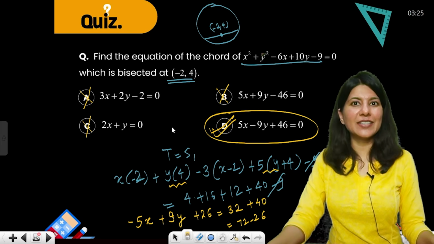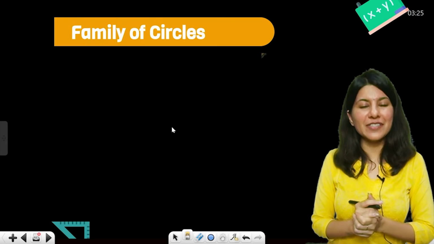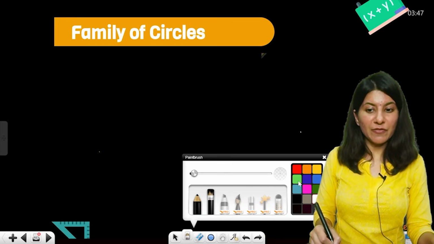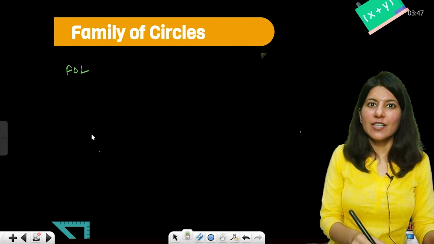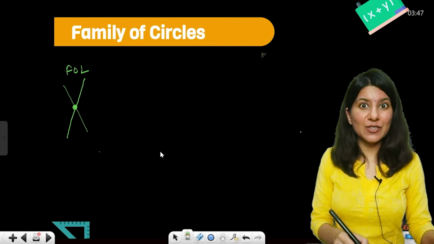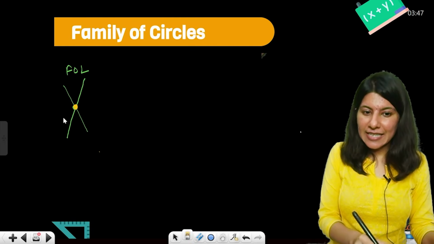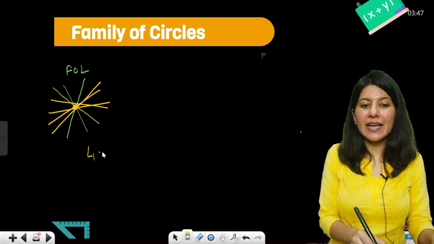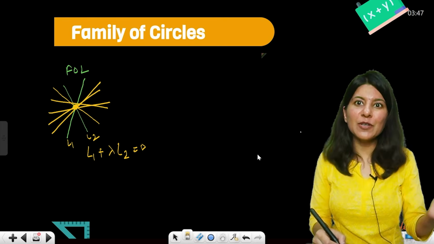All right. Now let us move on to the next topic, which is family of circles. Before starting it, I just want to remind you of the family of lines. Suppose you have two lines and a single point of intersection of these two lines. Through this point of intersection, there will be infinitely many lines whose equation is given by L1 plus lambda L2 equals 0. This is your L1, this is your L2. This is the family of lines.